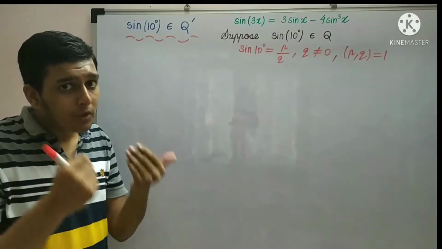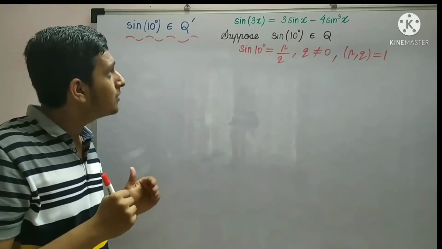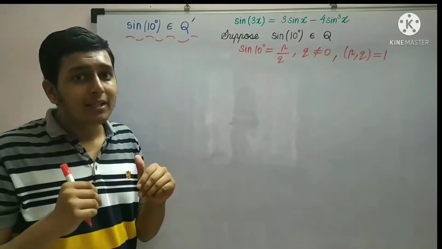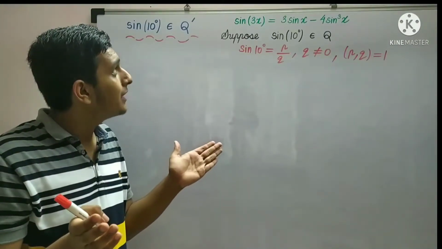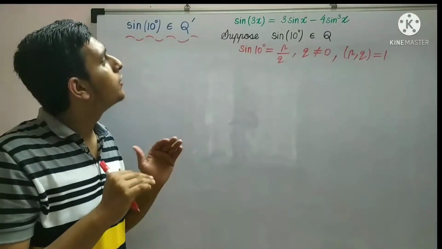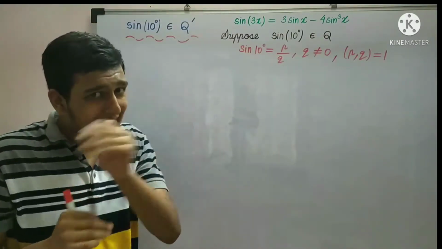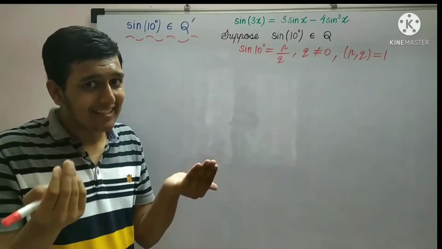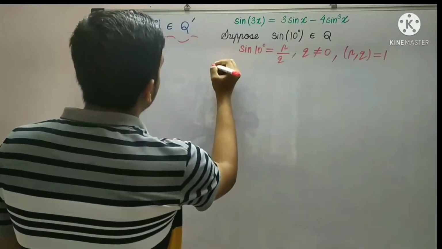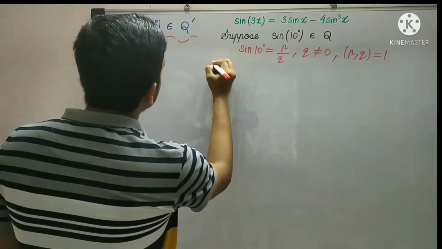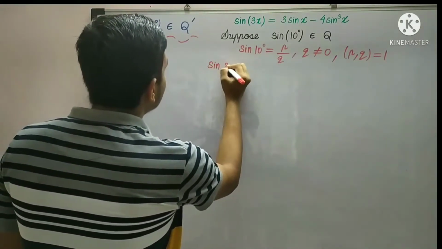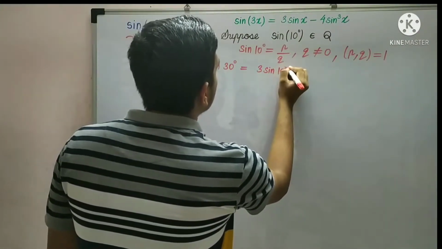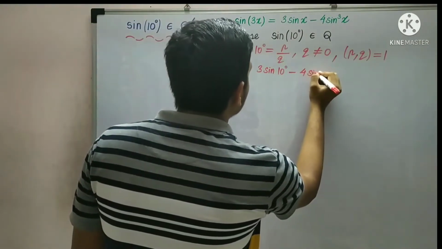In order to make some progress, we need to find an equation that is satisfied by sine 10 degree. Because 30 is 3 times 10 and the value of sine 30 degree is known to us, it would be wise to use the sine triple angle formula to find an equation that sine 10 degree follows. If we plug in x equal to 10 degree, this is what we get. Sine 30 degree is equal to 3 times sine 10 degree minus 4 times sine cubed 10 degree.